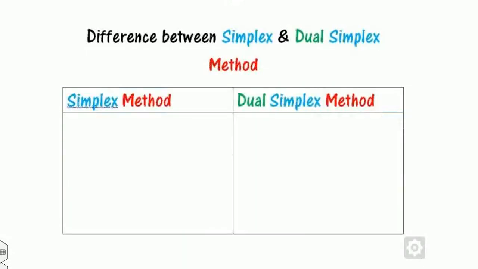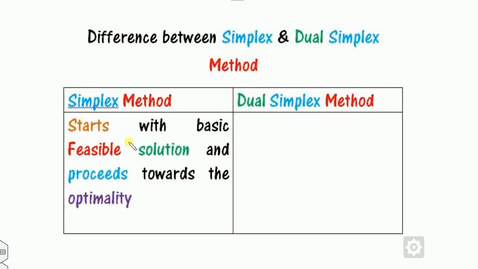So in the last few lectures we have studied the simplex method. Now we move to the dual simplex method. Firstly, we must know the difference between the dual simplex method and the simplex method. We all know that in the simplex method we start with any basic feasible solution, that is called the BFS.